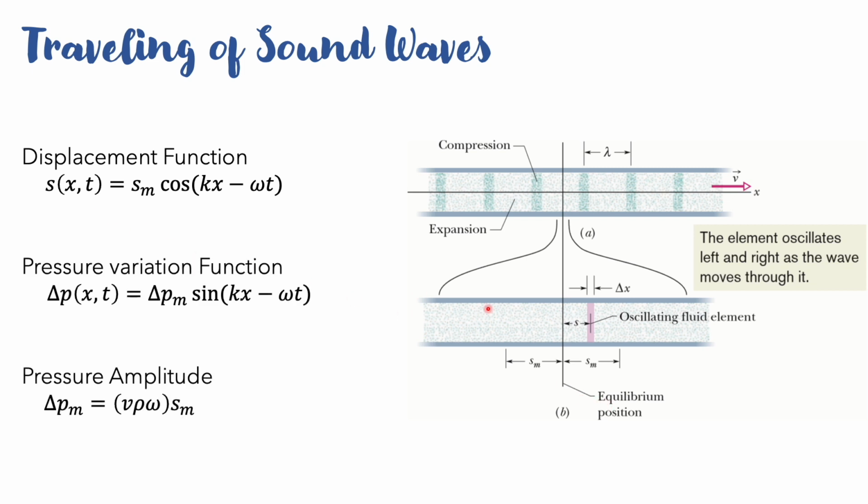And the pressure, because it is compression and rarefaction, can be determined like this. It is very simple, just replace this with delta p, and this one with sine. Actually we can represent this with sine as well.